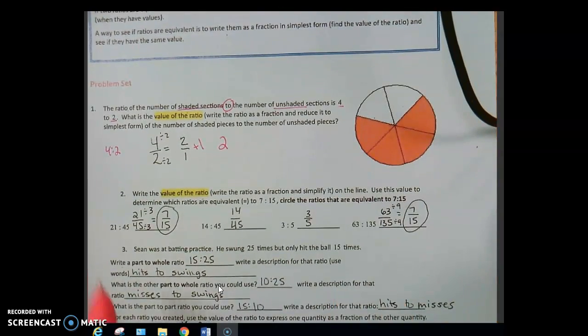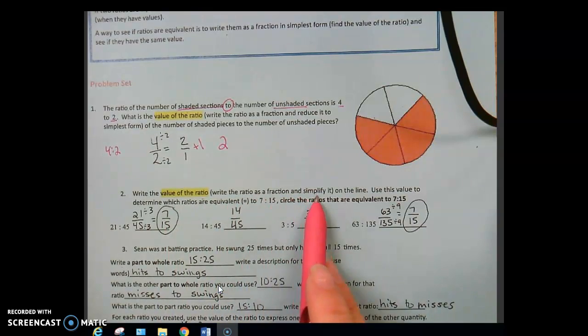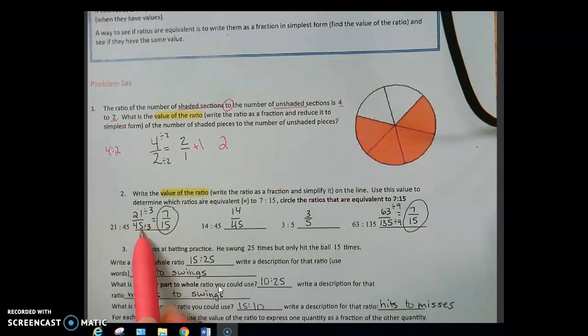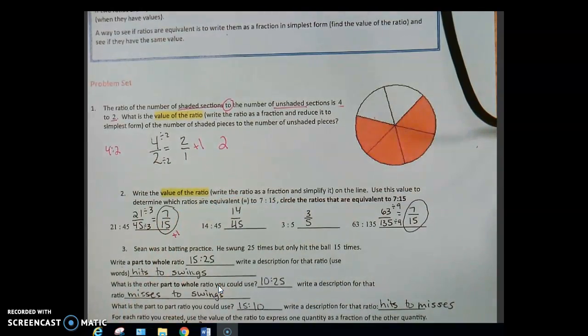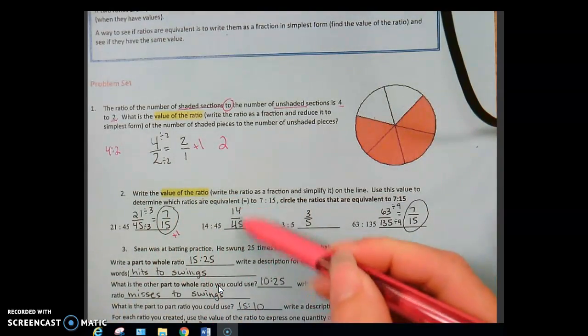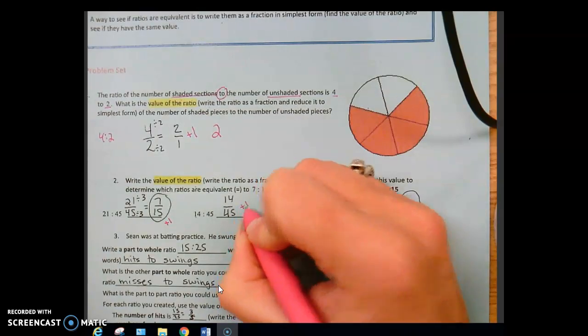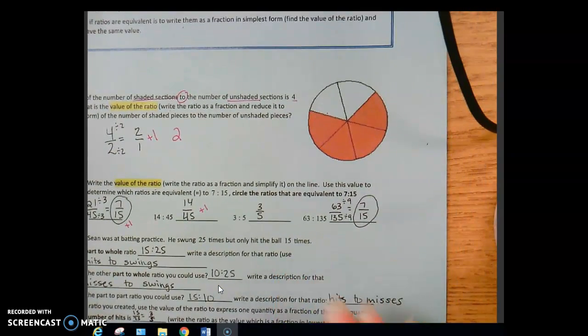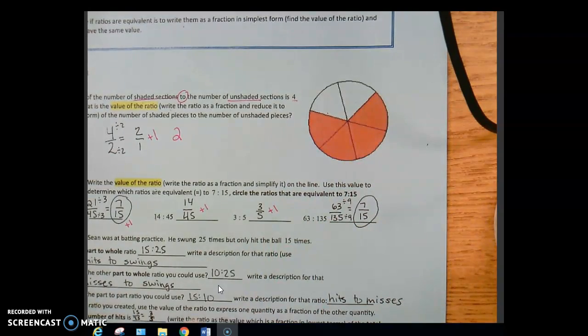For number 2, you needed to take each of these ratios and find their values, or write them as a fraction in simplified form. So 21/45, we can divide both of those by 3, and we get 7/15. If you got 7/15, plus 1. For 14/45, we write it as a fraction. 14/45 don't have any common factors, so it simply stays 14/45. If you got that, plus 1. 3/5 also has no common factors, so the simplest form of that is 3/5. So the value of 3 to 5 would be 3/5, plus 1.